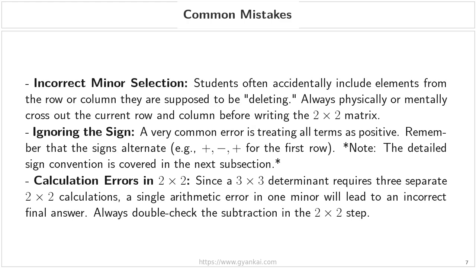Finally, watch out for calculation errors in the 2x2 determinants. Remember, calculating a 3x3 determinant isn't just one calculation. It is actually 3 separate 2x2 calculations bundled together. If you make just one tiny arithmetic error in a single minor, especially when performing the subtraction step, it will cascade through your work and lead to an incorrect final result. So, please, take your time and double-check your subtractions in each step. Stay vigilant, and you'll master this concept in no time.